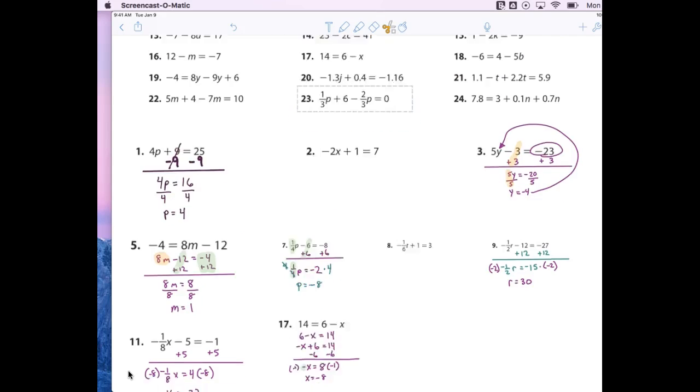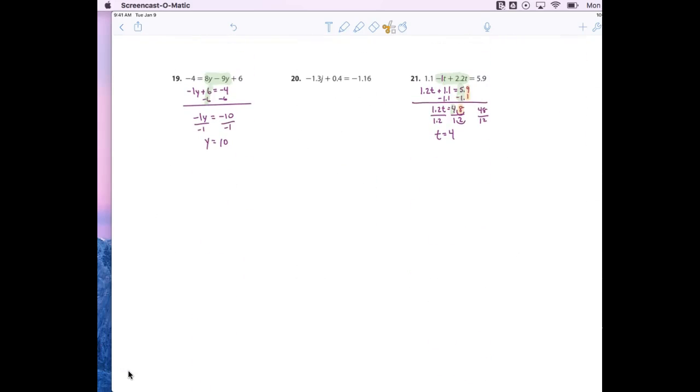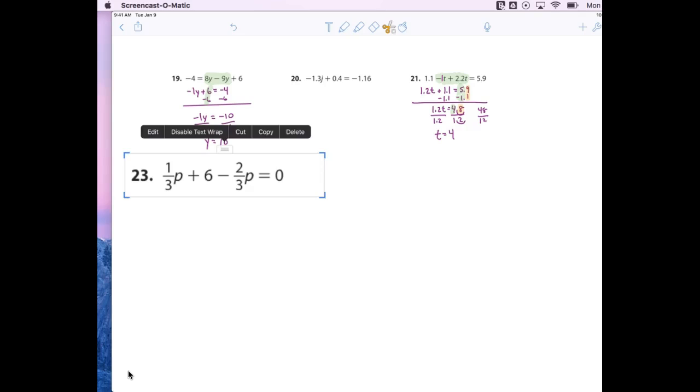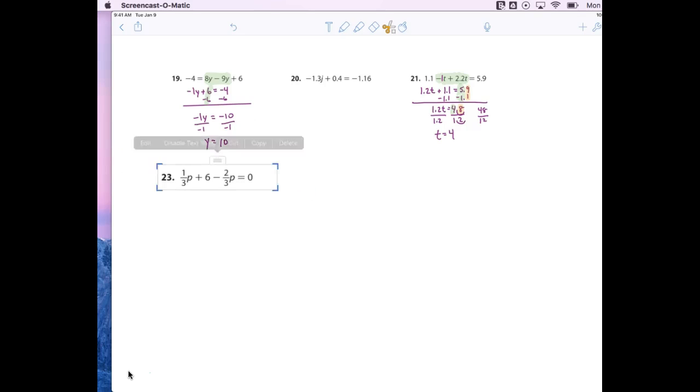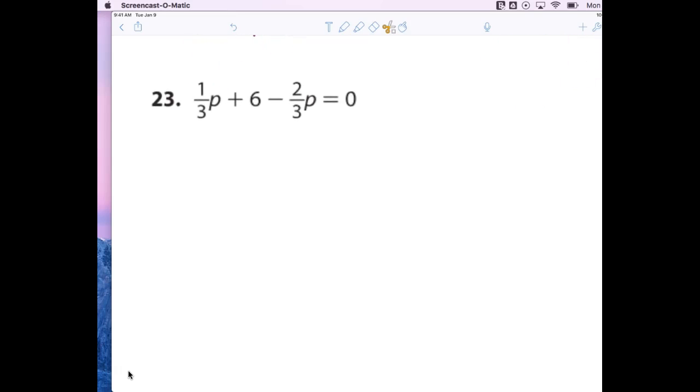All right, let's see what you can do. Now we got a fraction here. Hopefully some of you are not in trouble. Okay. Yes, you are. So, well, I know 1/3 p and negative 2/3 p are like, and you would subtract. Yes. So it would be negative 1/3. You're awesome. That is correct. Very difficult. So negative 1/3 p plus 6 equals 0.